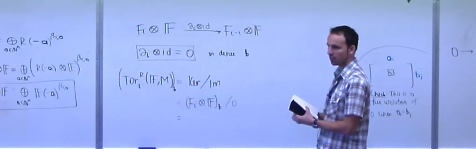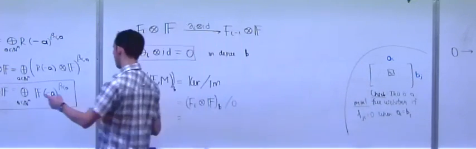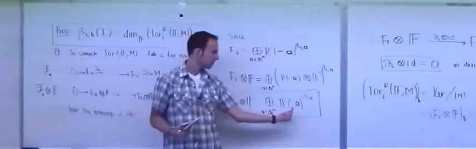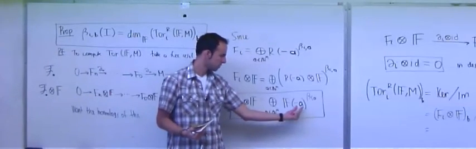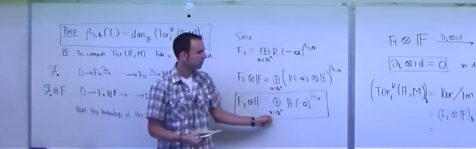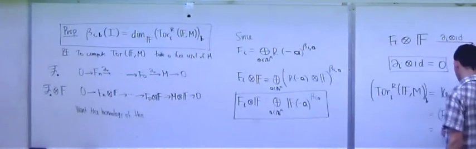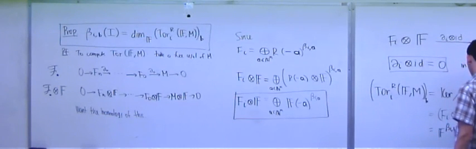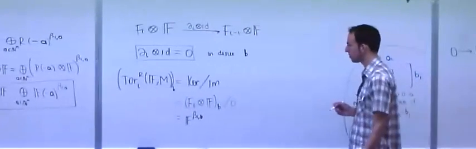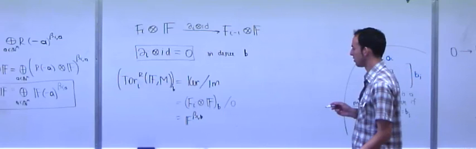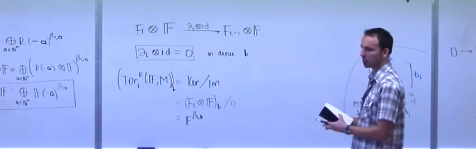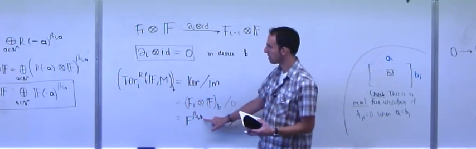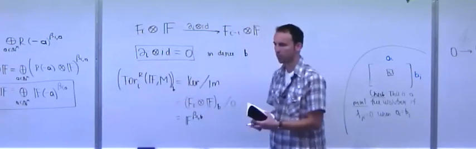Now what's F_I tensor F in degree B? Well, F_I tensor F looks like this. And what are the things that live in degree B? Well, they're exactly the term here when you get B instead of A, right? So this is just F to the beta_{I,B}. And this is exactly the statement that I wanted to make. That beta, the Betti number, is exactly the dimension of this Tor.